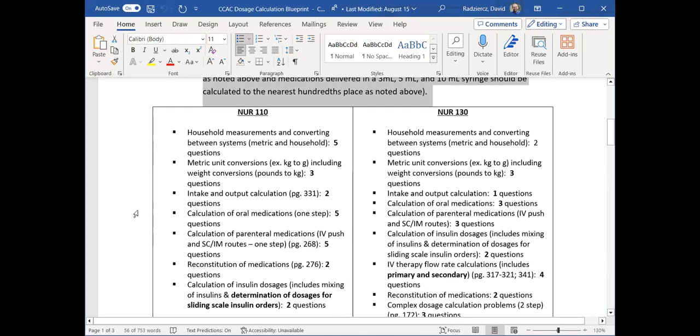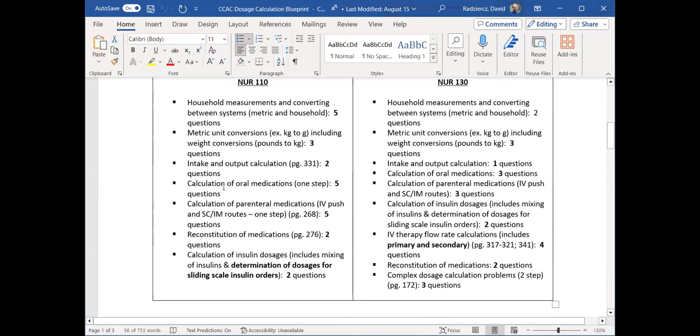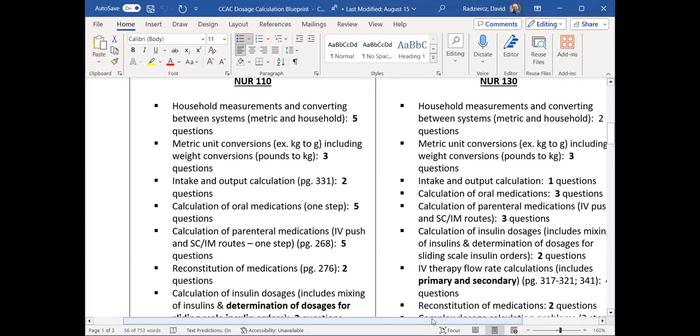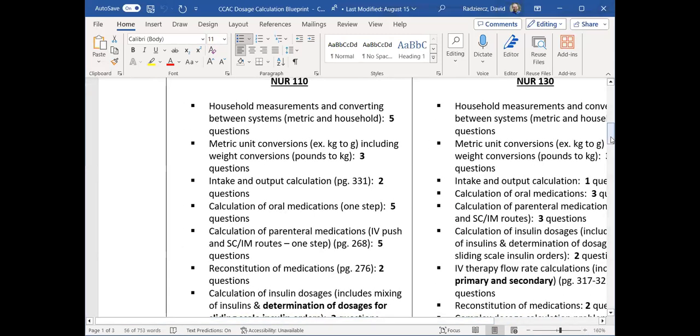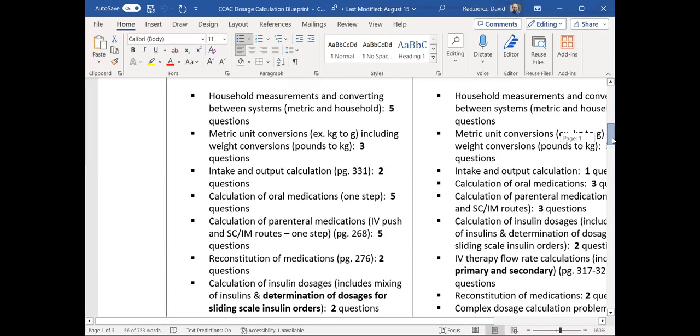All right, now the specifics. Remember, I mentioned the 25 question test. Your 110 test is going to be based off of a combination of the things listed here in the 110 blueprint. So you're going to have household measurements and converting between systems, between metric and household conversions.